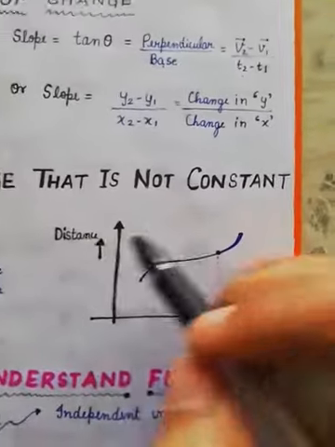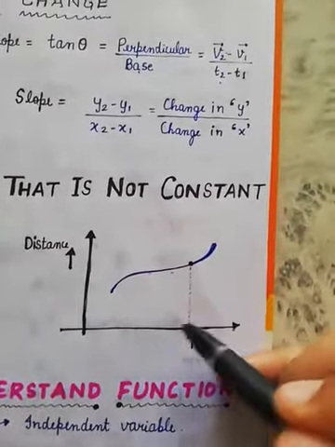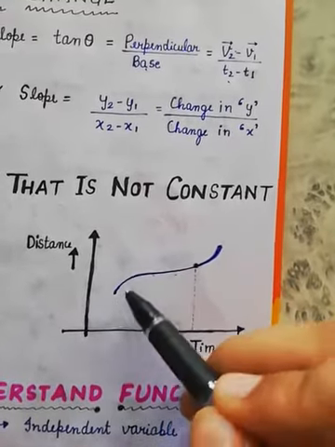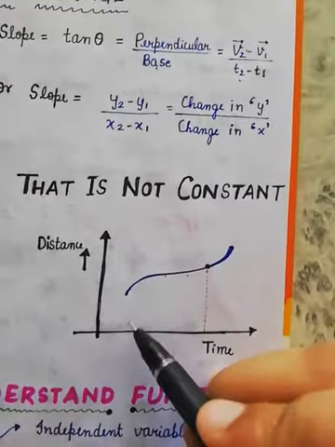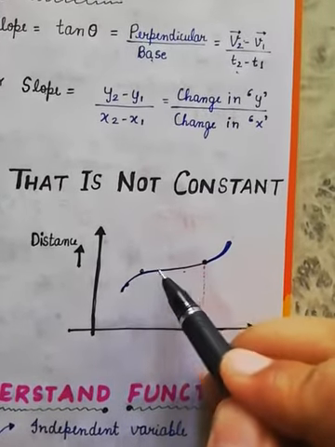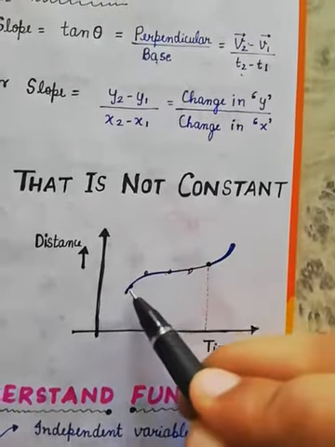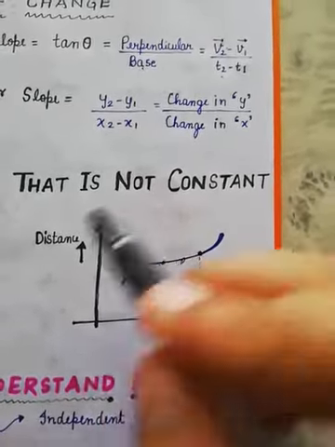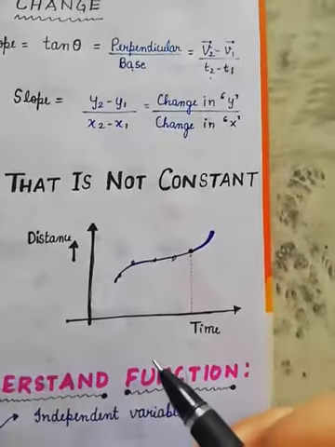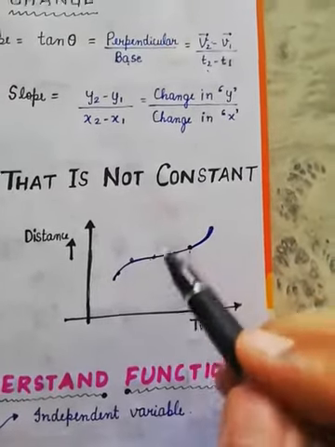Now look at the other graph. This is a distance-time graph. This is a random behavior of an object, which is covering a certain distance in different time intervals. Now if you consider different points on this graph, you find different slopes at different points. So this is not a constant slope graph, or not a constant change graph.